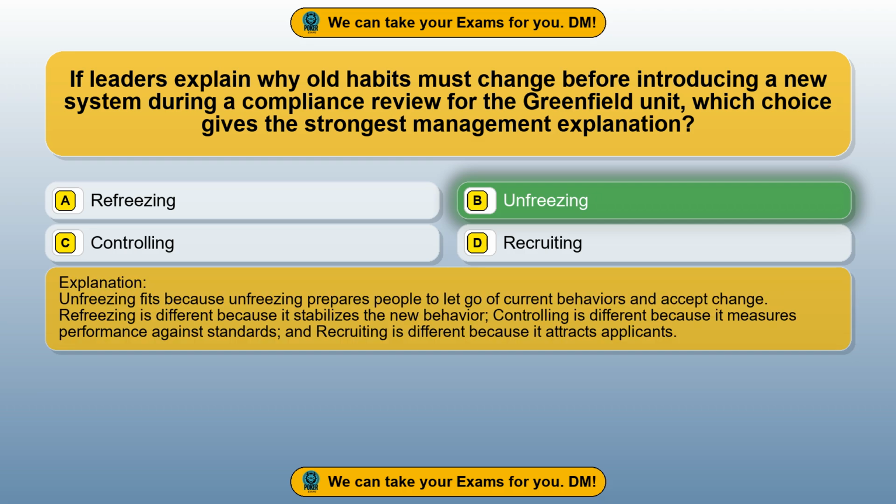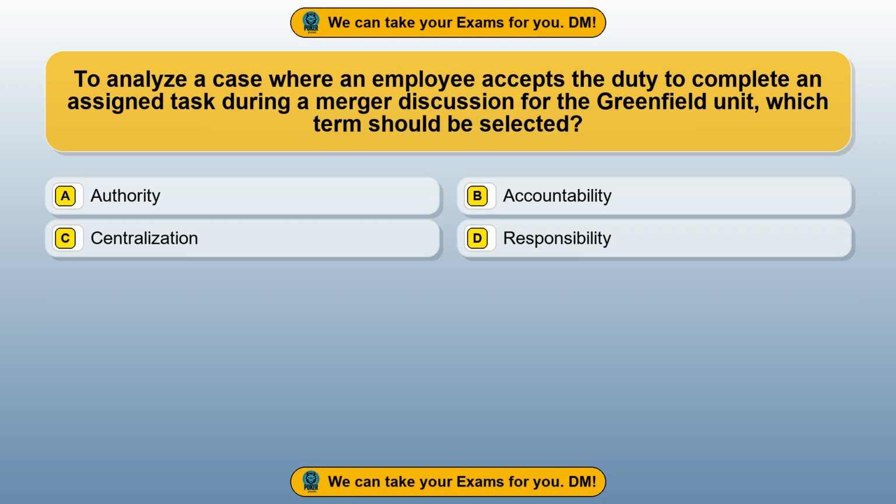Unfreezing fits because unfreezing prepares people to let go of current behaviors and accept change. Refreezing is different because it stabilizes the new behavior. Controlling is different because it measures performance against standards, and recruiting is different because it attracts applicants. Question 42.